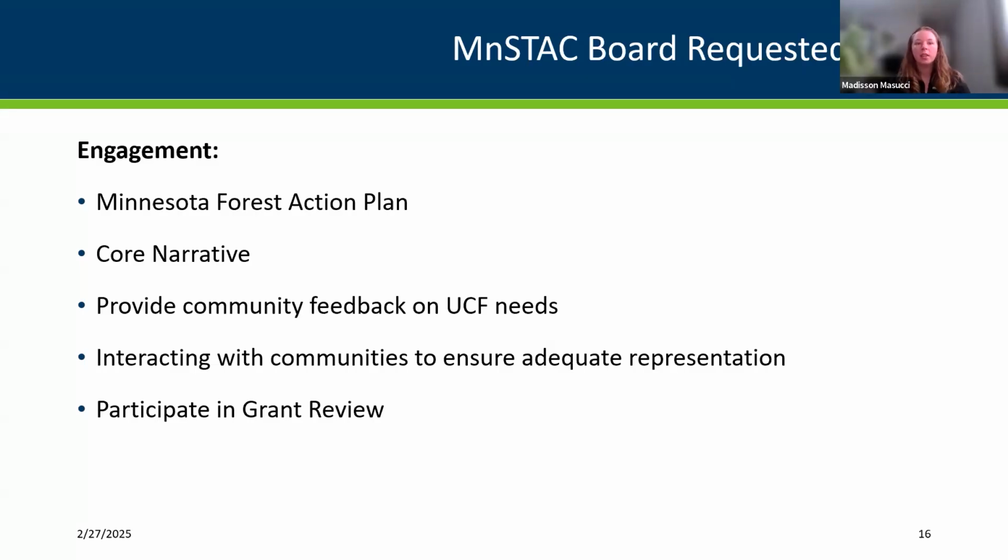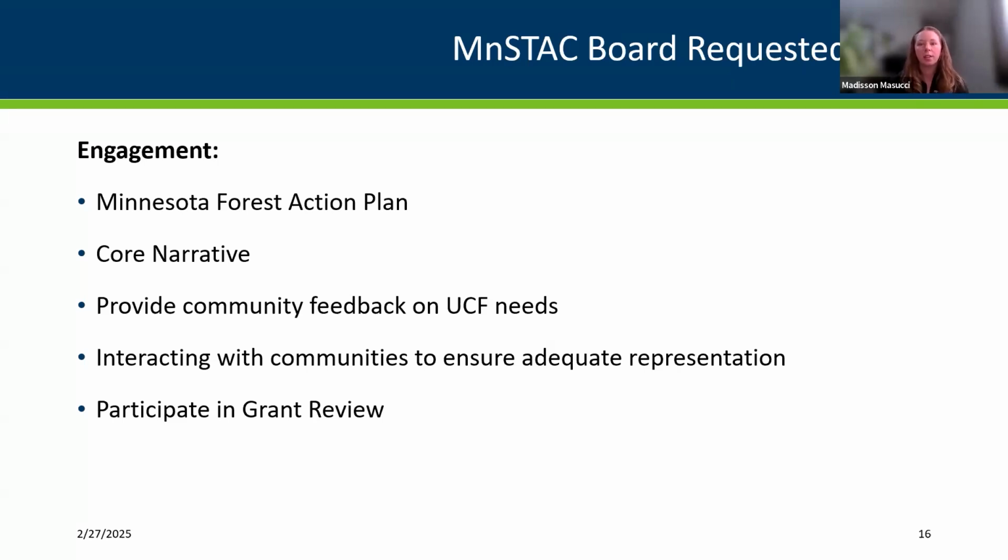We also need MnSTAC to provide us with general community feedback on urban and community forestry needs. You all are out there doing the work day to day and have the most direct access to the issues, concerns, and opportunities for our field. We need you to share those with us so we can do our best to try to address those problems and opportunities as we have the resources to do so.